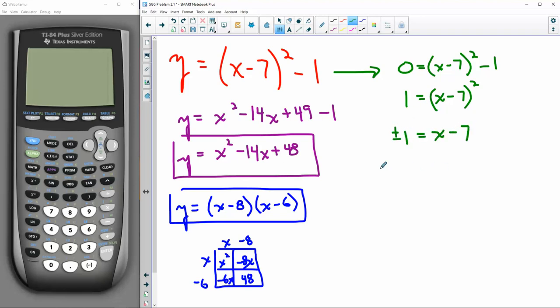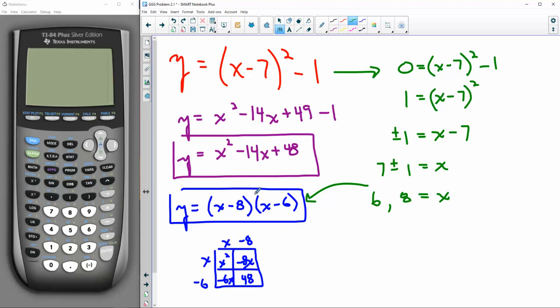And then add 7 to both sides. So it's like 7 plus or minus 1. So 7 minus 1 is 6, and 7 plus 1 is 8. So if those are the roots, then that could be a way to get to factored form, right? Yeah, nice job. That's a cool idea.